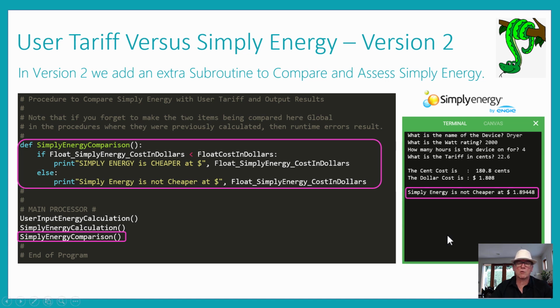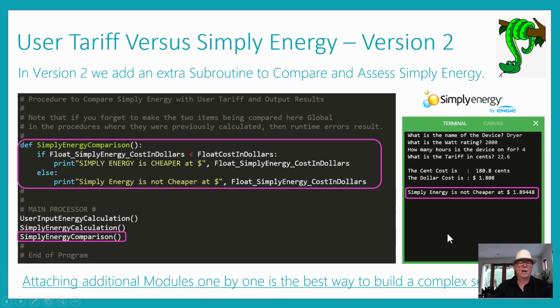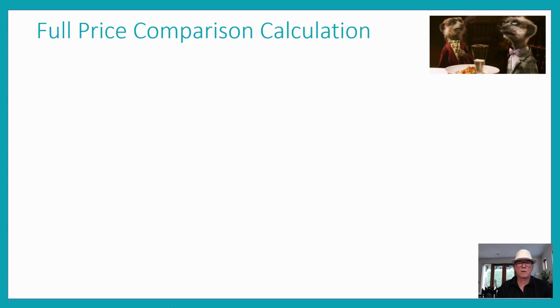So we build these things up gradually and don't try and write them all at once, attaching additional modules one by one and testing them as we go. This is how you do application development. This is the way it's done. It's called modularized programming. Okay, now we get into the full price comparison calculator.